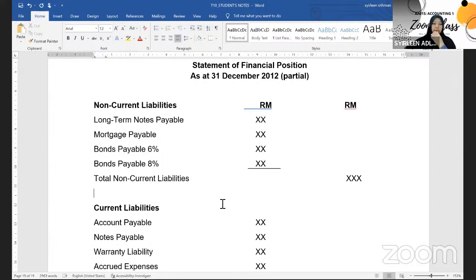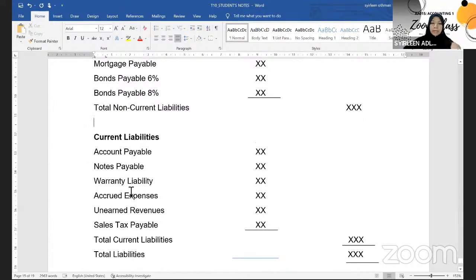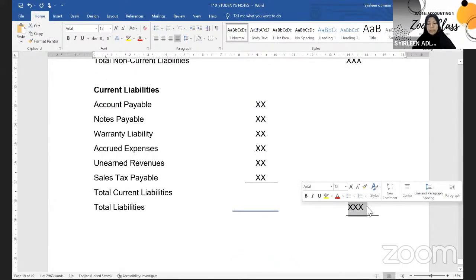And then below the non-current liabilities, you will list down all your current liabilities. Okay, this is the earlier part of the topic which we discussed in the previous video. Okay, so and then you will total up everything and you'll get the total for your liabilities. Okay, all right. So this is how you go about with your non-current liabilities.